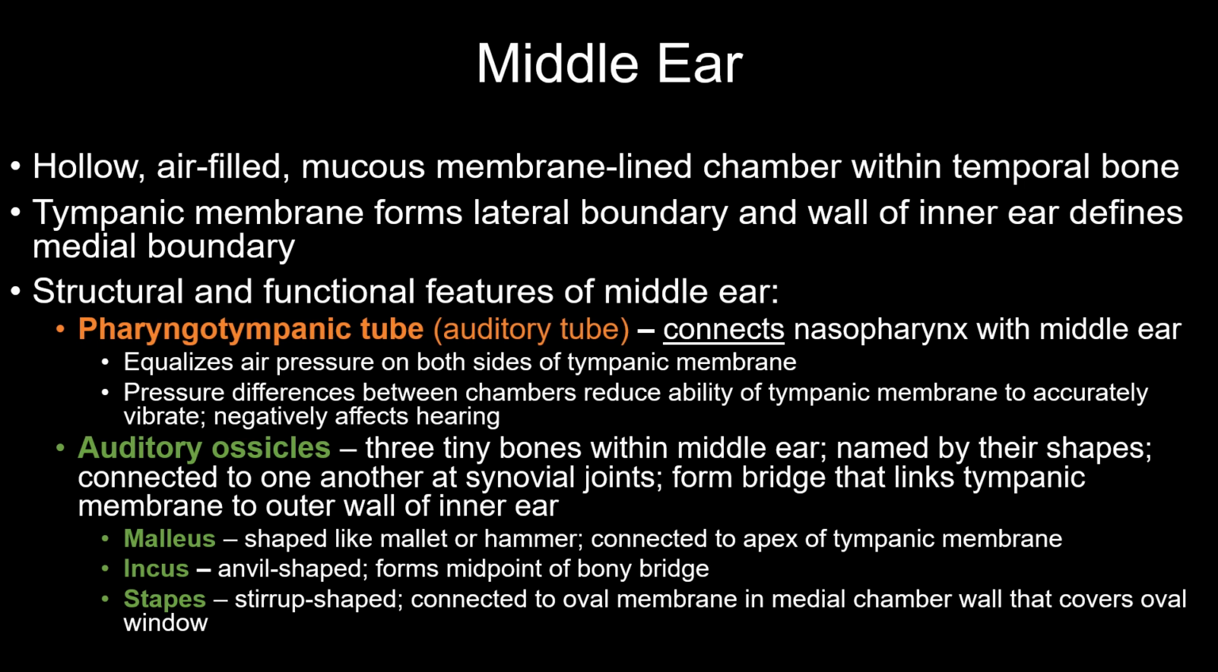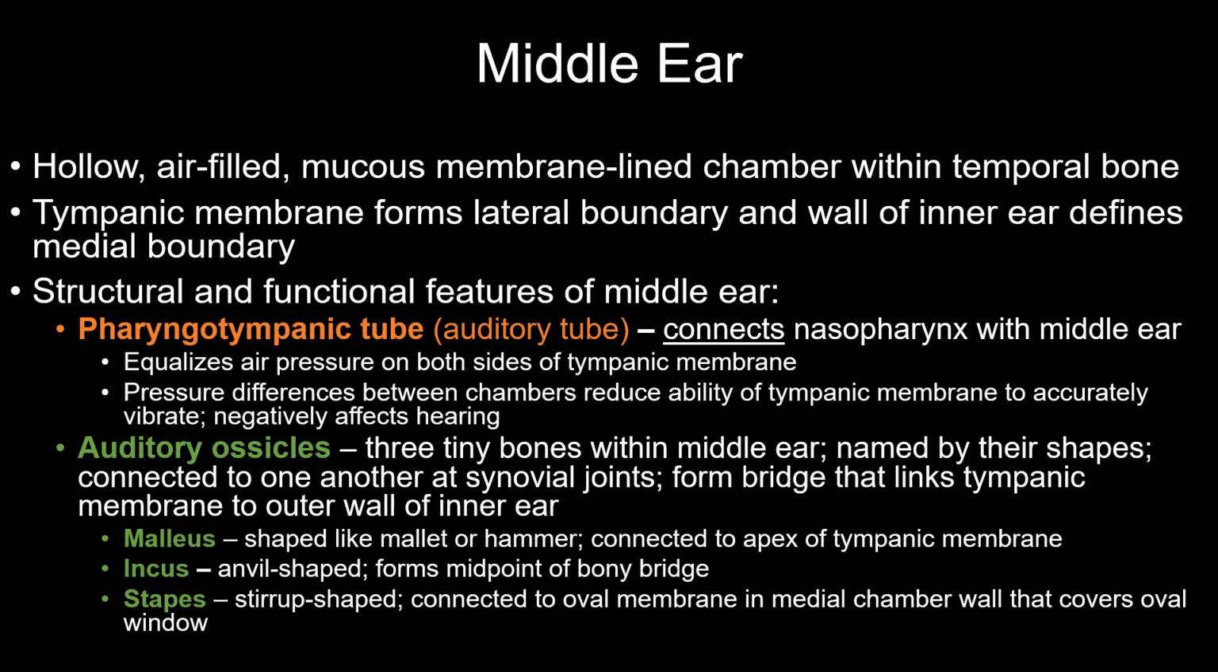The wall of the cochlea would be a better way to say that. The middle ear and the nasopharynx, okay? The nasopharynx is that part of the throat behind the nasal cavity. These are actually connected by a passage called the pharyngotympanic tube, otherwise known as the auditory tube. And this structure's function is to equalize air pressure on both sides of the tympanic membrane.